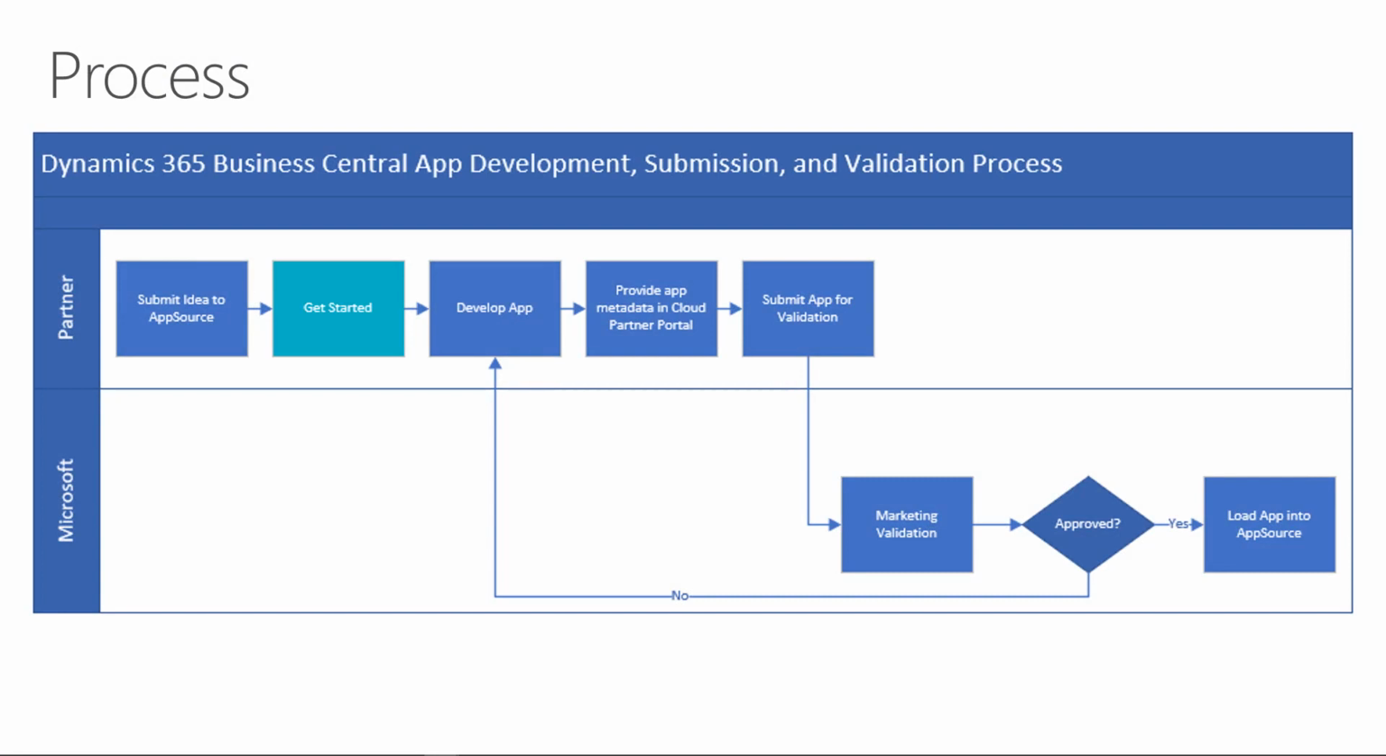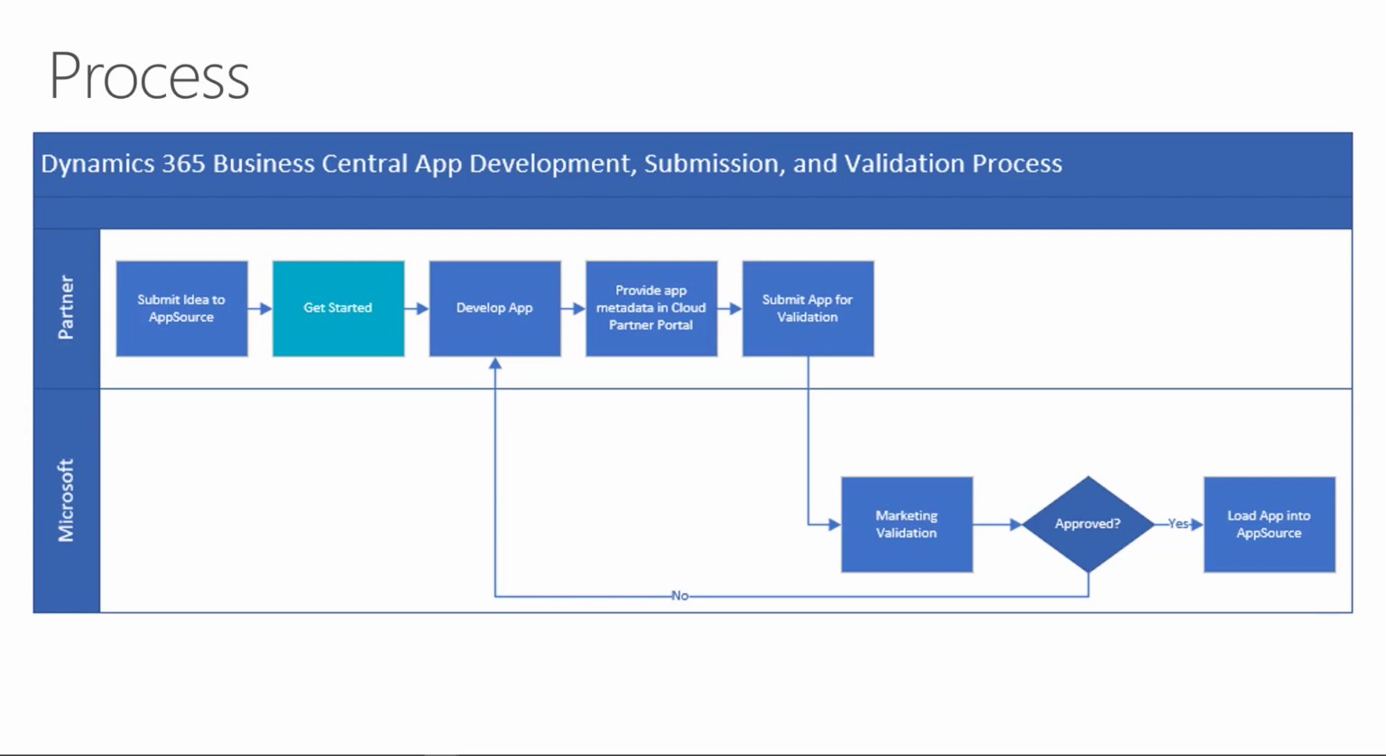How you get the process started first starts with what is the process itself. As a partner, you would go into AppSource and you would submit an idea into AppSource. Then you get started by creating your access to a variety of portals. And these portals are, one is the Cloud Partner Portal, one is called Collaborate, one is called Partner Source. And so you will need to get set up with a number of accounts to be able to develop an app for AppSource. Then the next step is to actually develop the app.